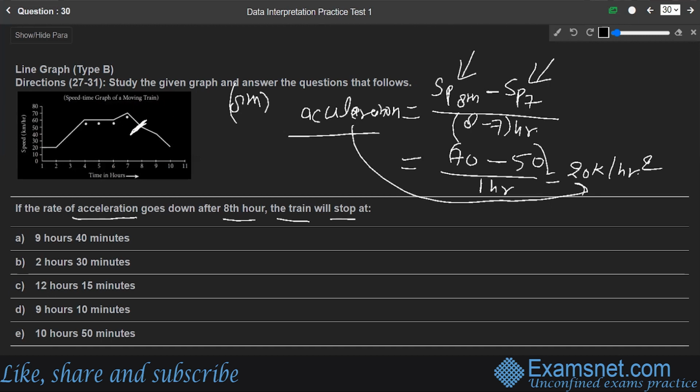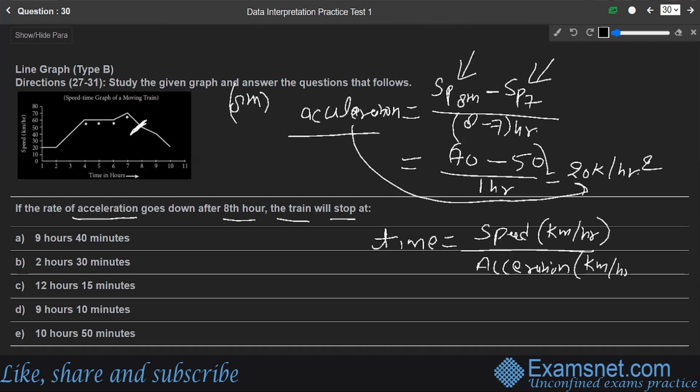Now we are supposed to find out a time. How can we find out the time? The time can be found out if we divide the speed, the unit of which is kilometer per hour, by acceleration. If we divide the speed by acceleration, whose unit is kilometer per hour square, then what's going to happen? See the units only, kilometer per hour divided by kilometer per hour square.